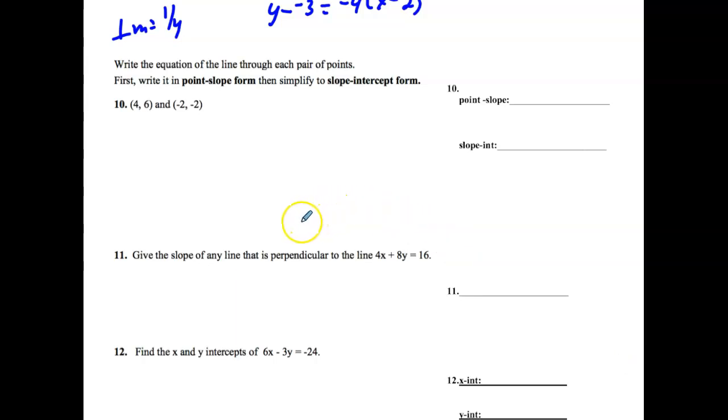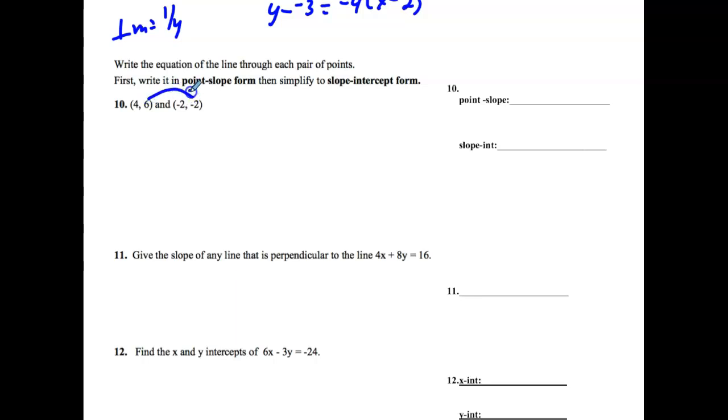All right, number 10. Write the equation of the line through each pair of points. First write it in point slope, then slope intercept. Point slope's always the easiest one to get to. Here we have 2 points. So in order to go to point slope, I need the slope. We've got to go back to what we did on the first part of the test and find slope. We've got to do y minus y.